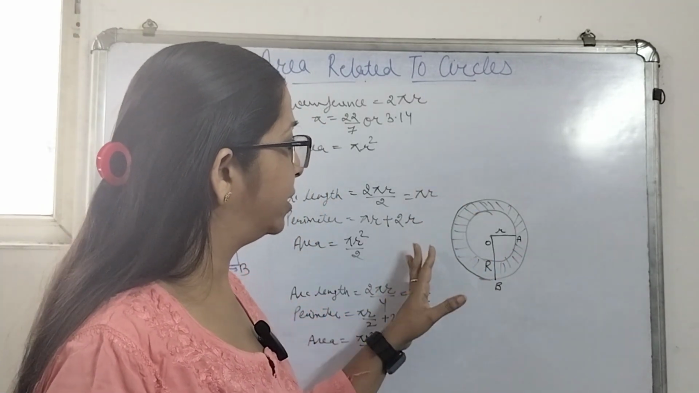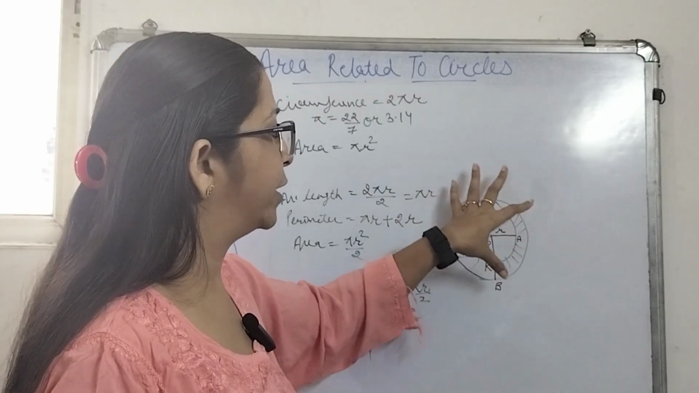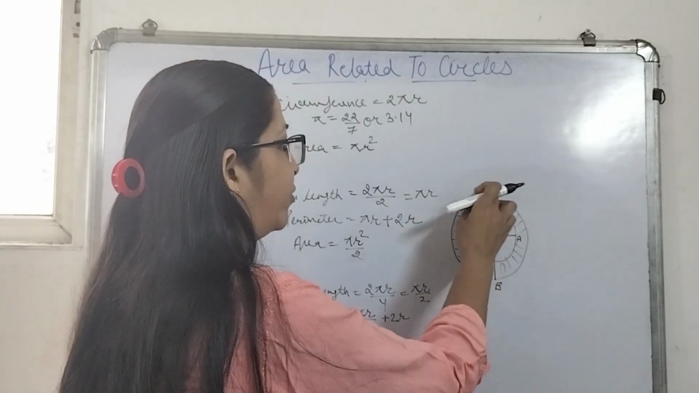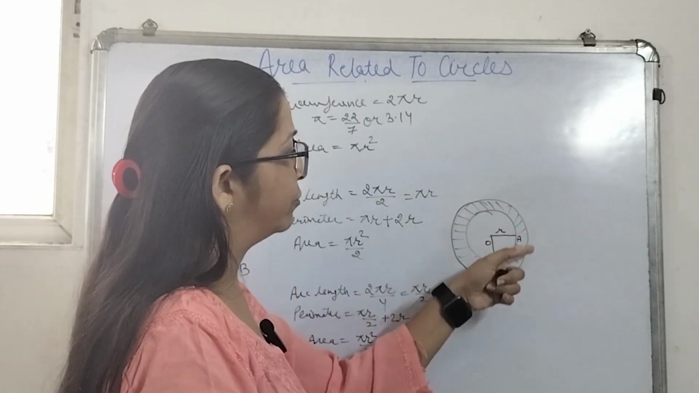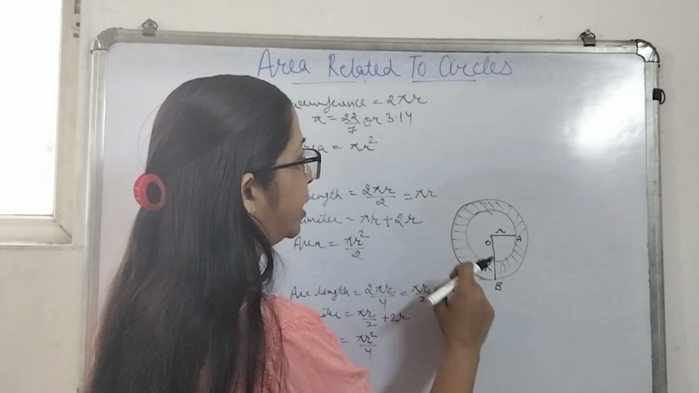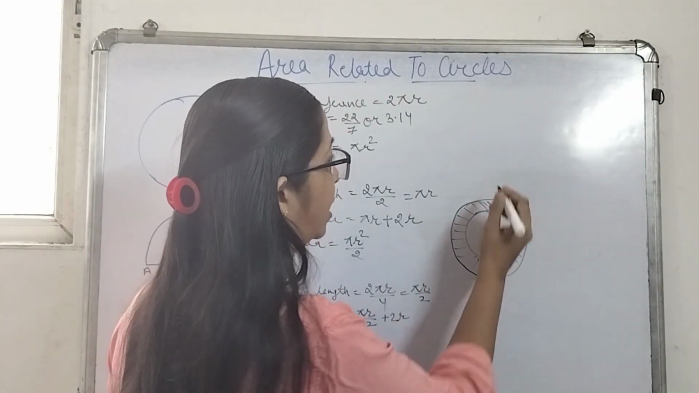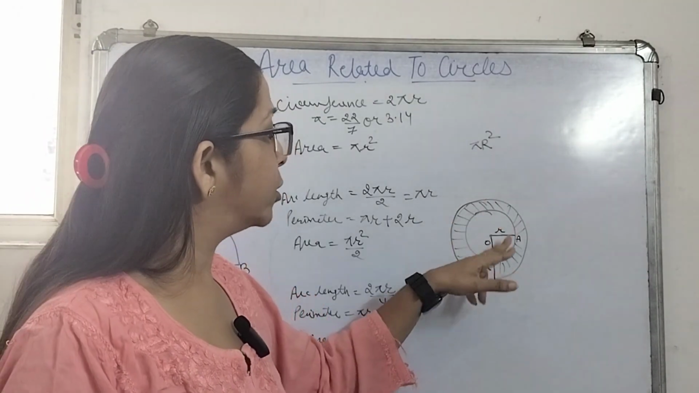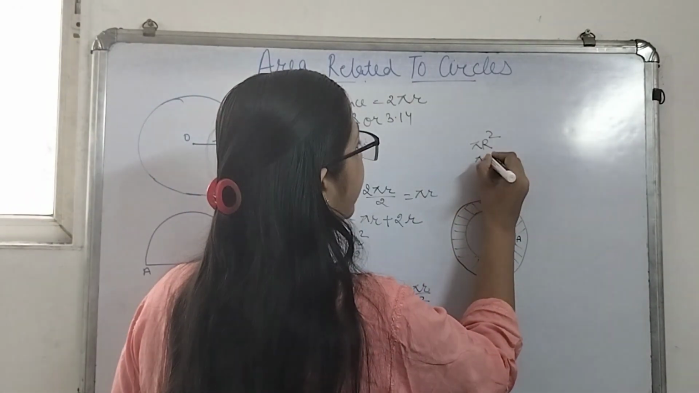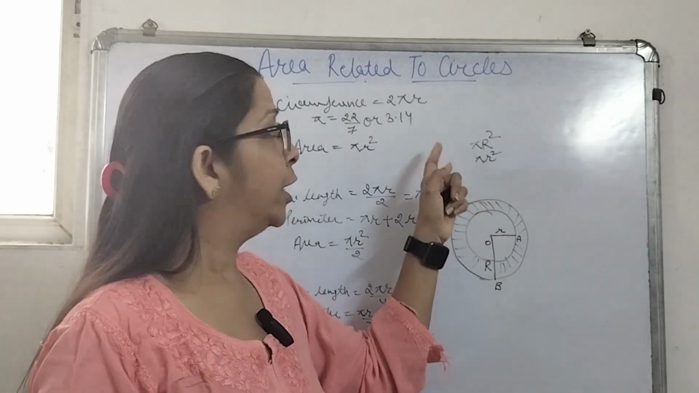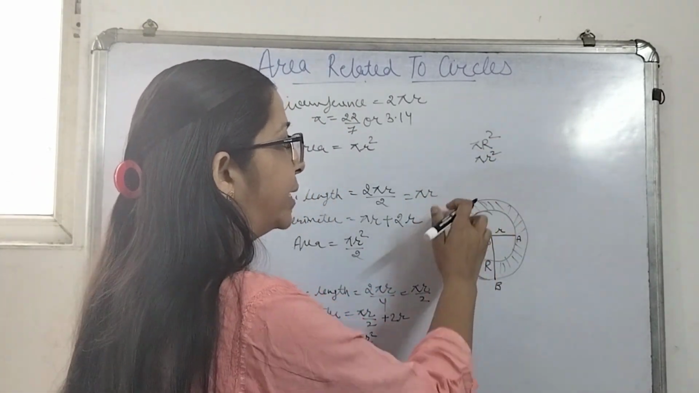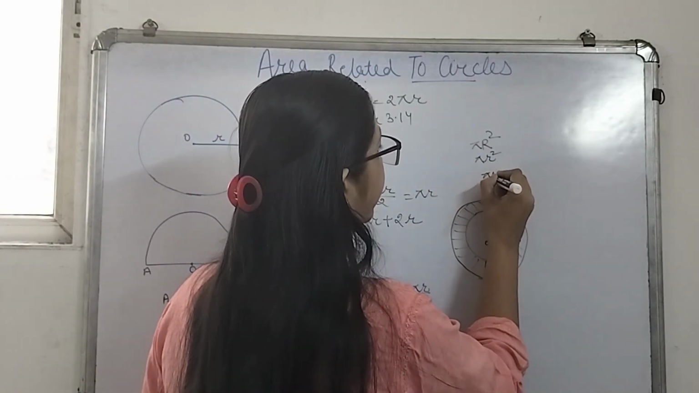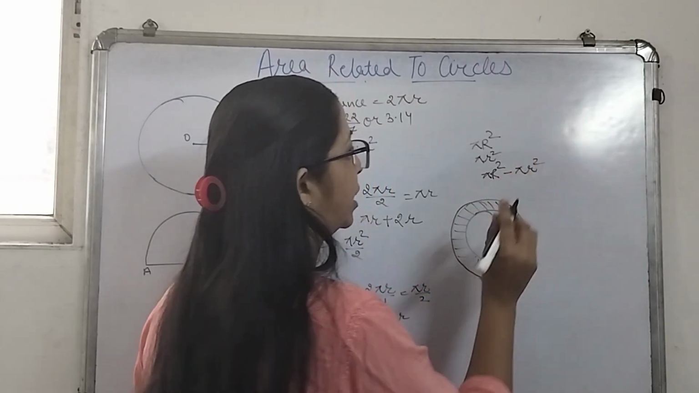We can see from the figure, if from the whole area, that means the area of the bigger circle, we subtract the area of the smaller circle, we will get the area of this shaded part. The area of the bigger circle, because its radius is capital R, will be pi R square. For the smaller circle, the area will be pi small r square. Now if we subtract these two, we will get the area of the shaded part, that means pi R square minus pi small r square.